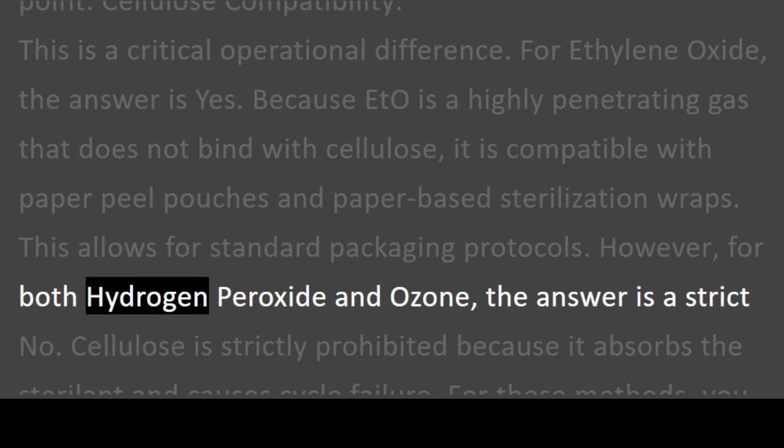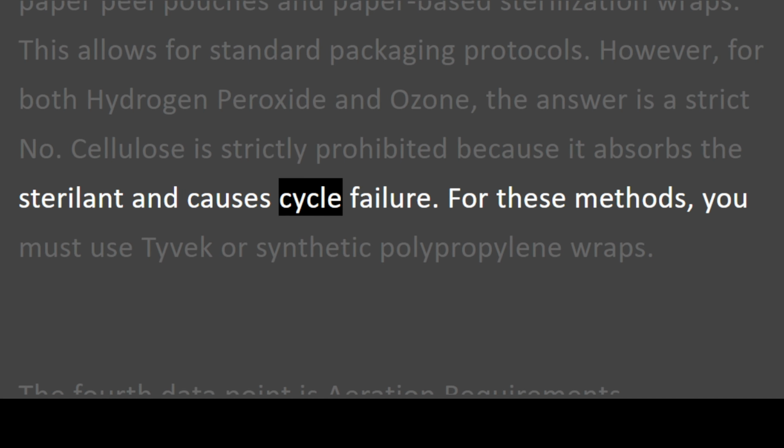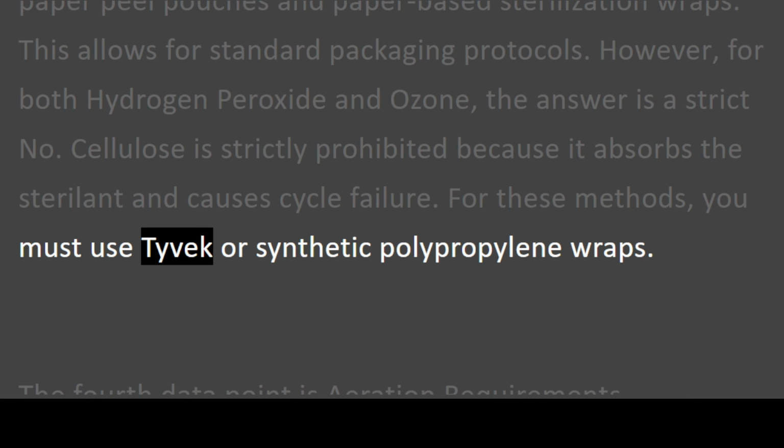However, for both hydrogen peroxide and ozone, the answer is a strict no. Cellulose is strictly prohibited because it absorbs the sterilant and causes cycle failure. For these methods, you must use Tyvek or synthetic polypropylene wraps.